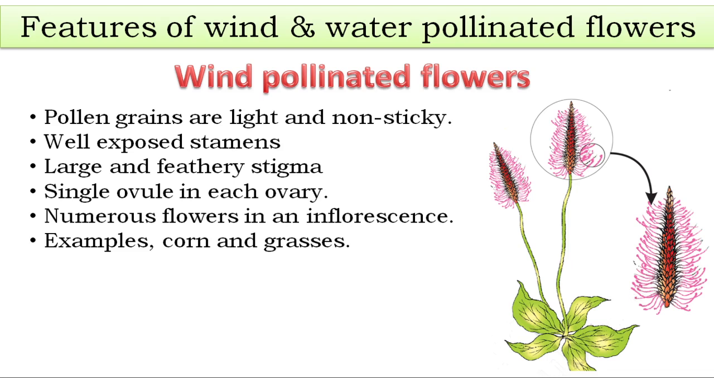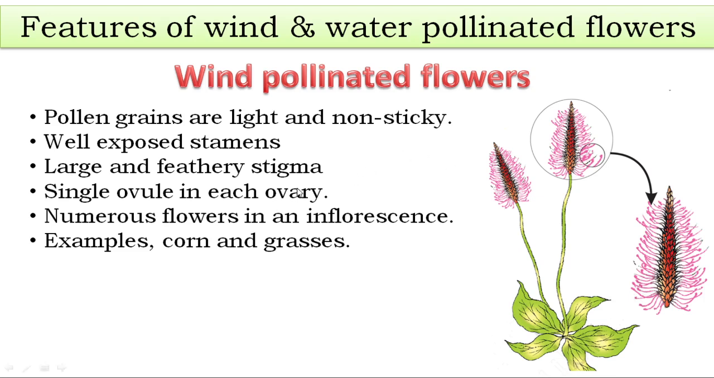So stamens are well exposed. And the stigma of such plants are large and feathery. So the stigma needs to be large and feathery so as to increase the chances of pollen grains landing on it. Okay, since wind can carry pollen grains in any direction the wind blows, in order to increase the chances of pollination happening, the stigma is large and feathery.